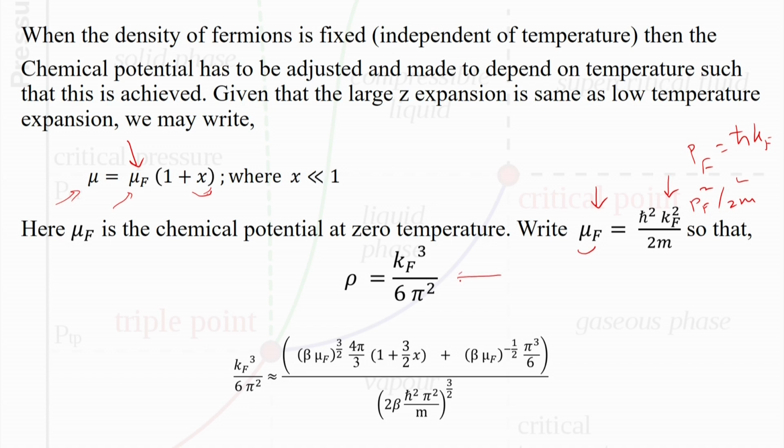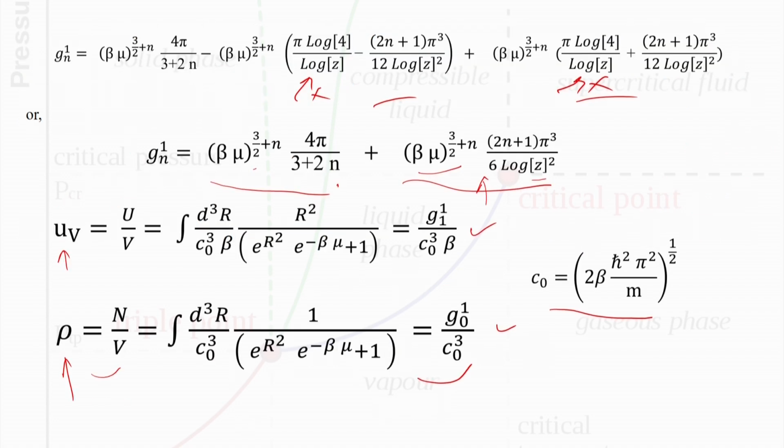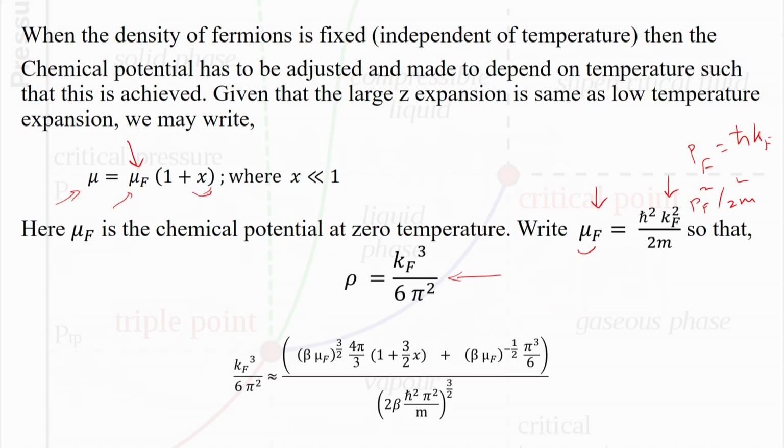So I can re-express my density in terms of Kf. Now that I have been able to do this, I can go back and rewrite this formula. If I rewrite it in terms of Kf and plug this back into this formula here, so I put n equal to 0 and put this in here, I get this rather ugly looking expression which I have to solve.